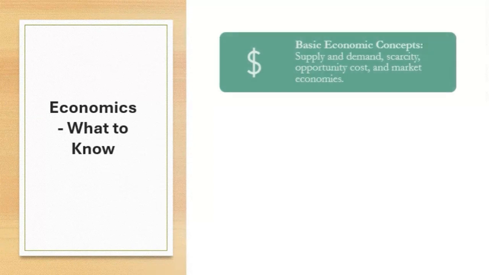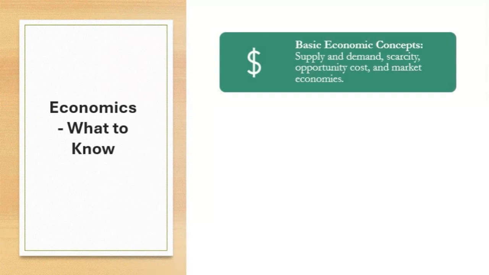Key concepts to know include 1. Basic economic concepts. Supply and demand. This is the relationship between the availability of goods, supply, and the desire for those goods, demand. When demand increases and supply remains the same, prices tend to rise.